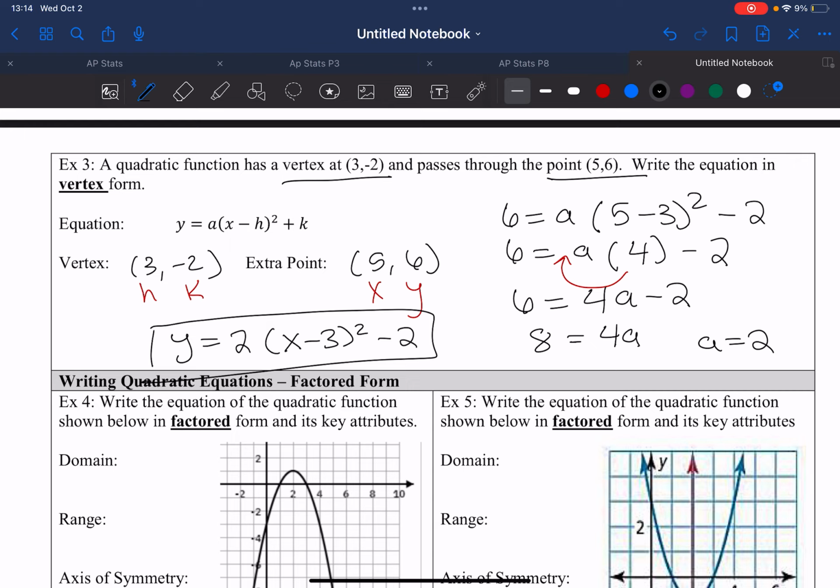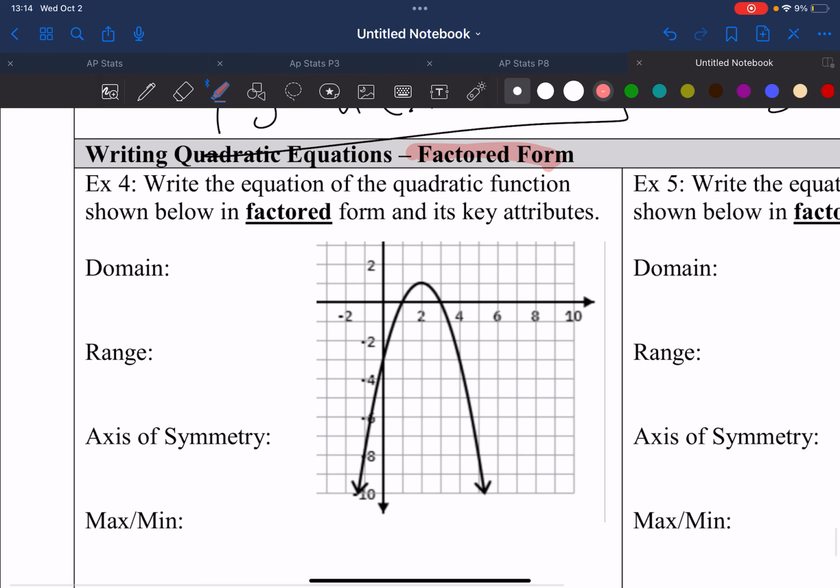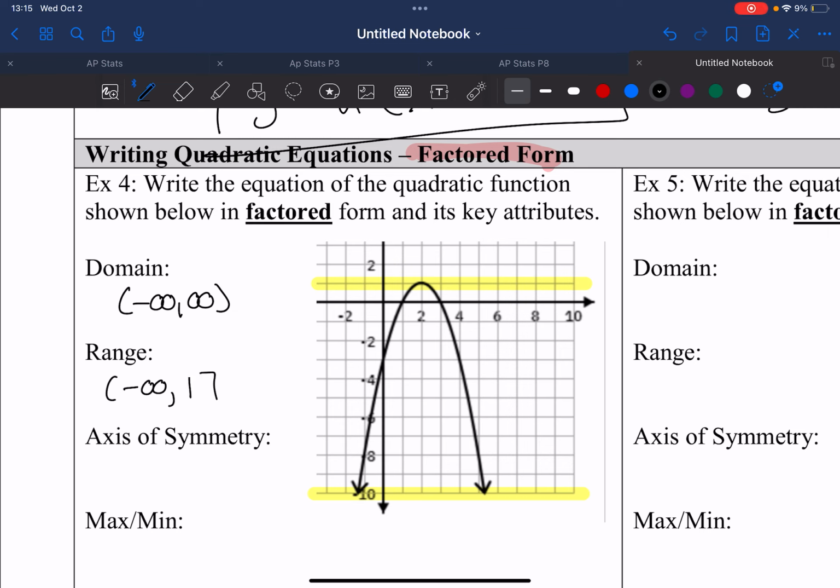Okay, and that was writing all the quadratics in vertex form. Now we're going to write the quadratics in factored form. So first, just looking at our graph, we know our domain is always negative infinity to positive infinity. We know our range is going to be our least y value and then our highest y value. Our least y value, since this is upside down and the arrows are pointing down, is going to start at negative infinity, and it's going to go all the way up to the y value of 1.